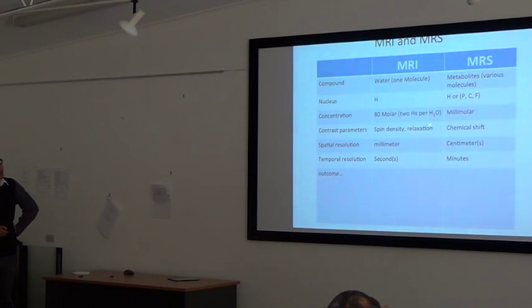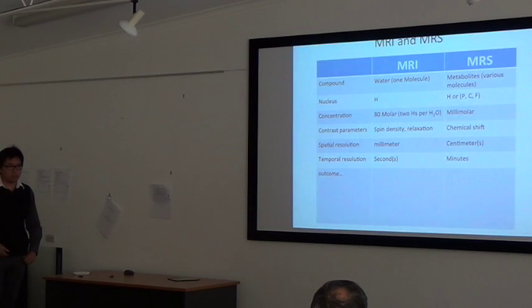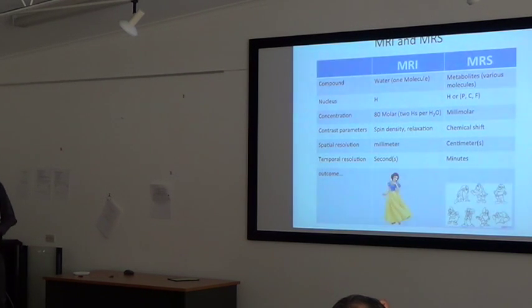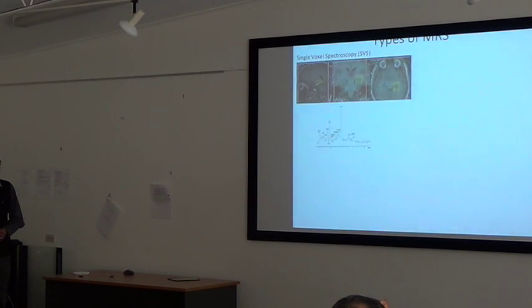You get a beautiful MRI image because of the spin density and relaxation of water, and you get spectroscopy because of the chemical shift we just talked about. In MRI, you get beautiful and very fine structures. In spectroscopy, you're looking at a centimeter scale. With MRI, you can acquire a whole-brain scan in seconds. With spectroscopy, it takes minutes, and the outcome is obviously not as beautiful as MRI.